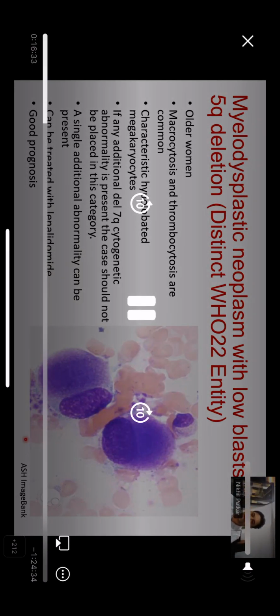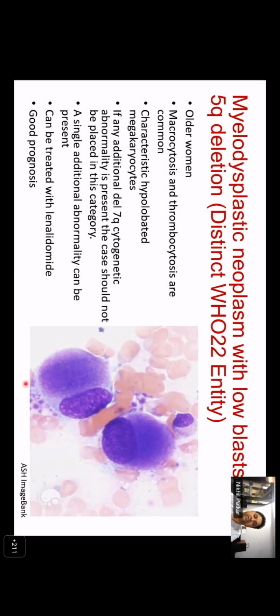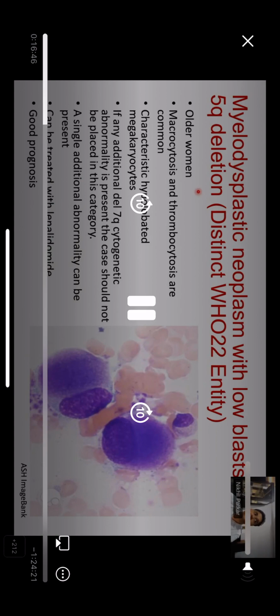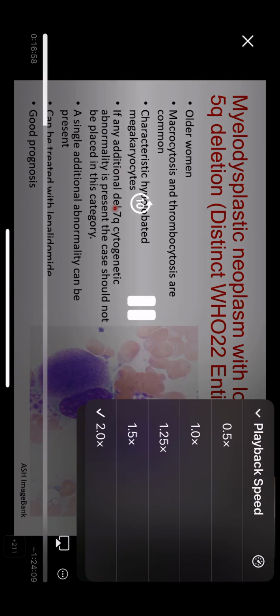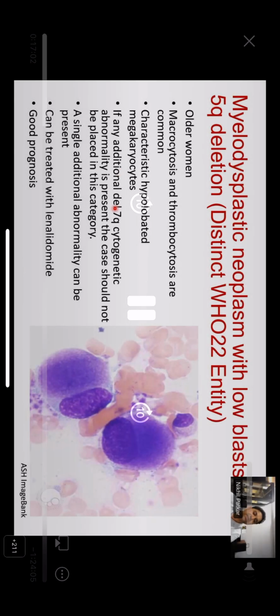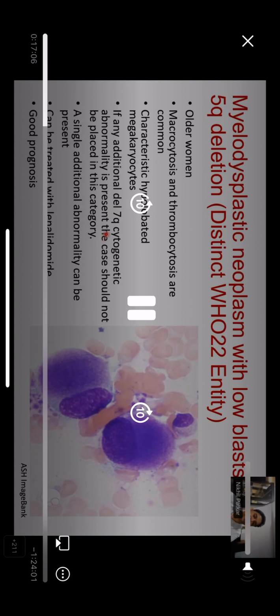This is a photograph from the ASH image bank, which shows how these cells look. They have this very characteristic unilobate morphology with eccentric nuclei, or hypolobate megakaryocytes. They present in older women with macrocytosis and thrombocytosis. And if any, they can have one additional abnormality. Except 7q: if they have 7q, they cannot be placed in this entity.